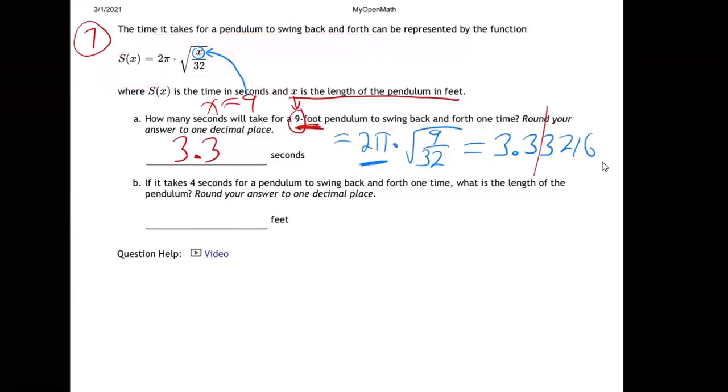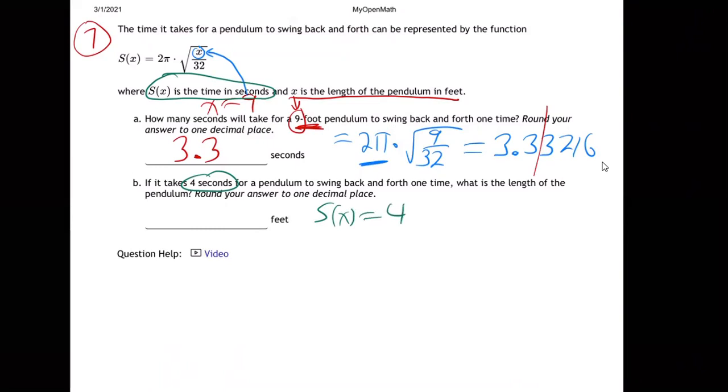Next part, they say if it takes 4 seconds for a pendulum to swing back and forth one time, what is the length of the pendulum? What is the length of the pendulum? Well, S of x is the time. See it right there? S of x is the time in seconds. So they're saying 4 seconds. So they're saying S of x is 4.